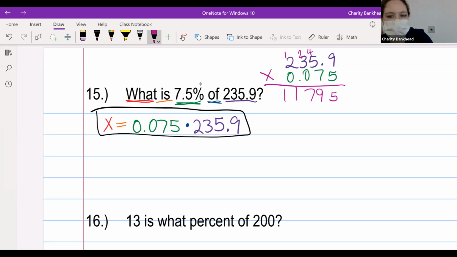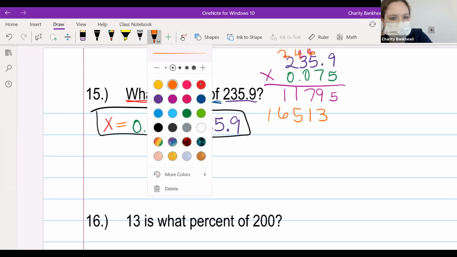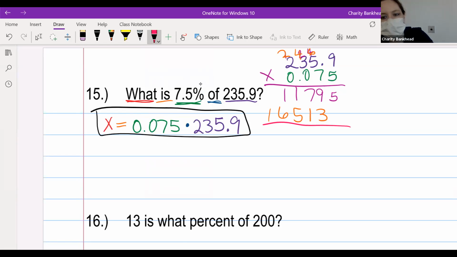So when I did the 5, I got 11795, and then I'll do the 7. I got 16513 on that part. And then add. All right, so I ended up with 176925.